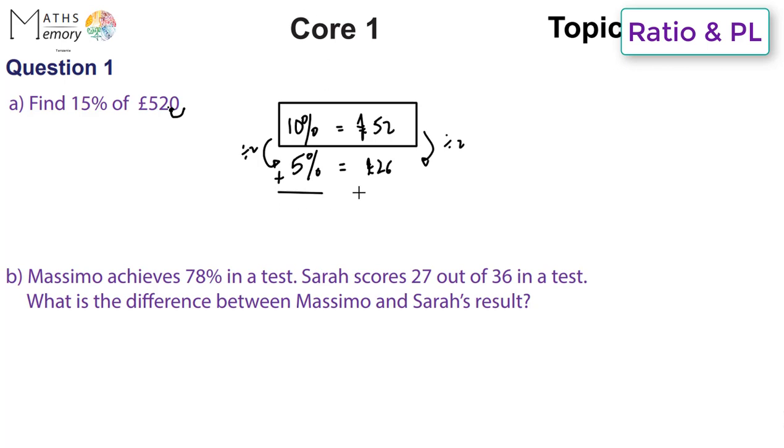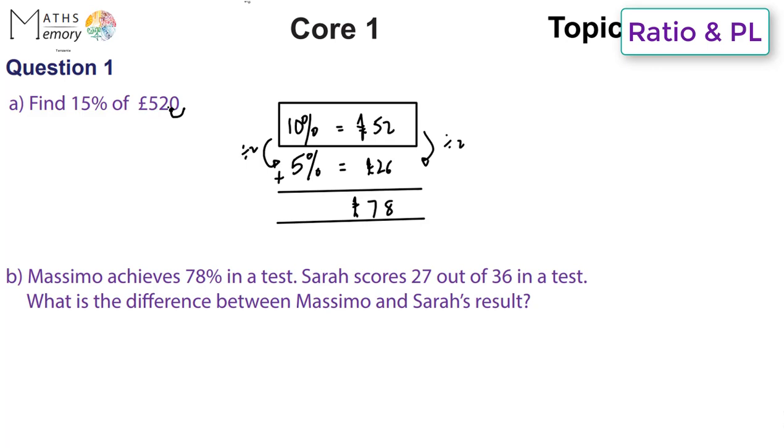Therefore, 52 plus 26. If you do that over here, we're going to get 2 plus 6 is 8, 5 plus 2 is 7. £78. That would be your answer for this. So again, look through that. That's quite easy, actually, if you look through it.